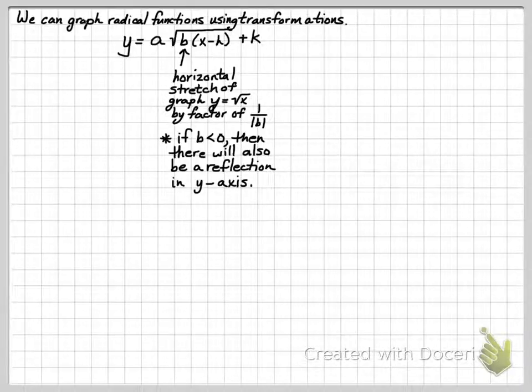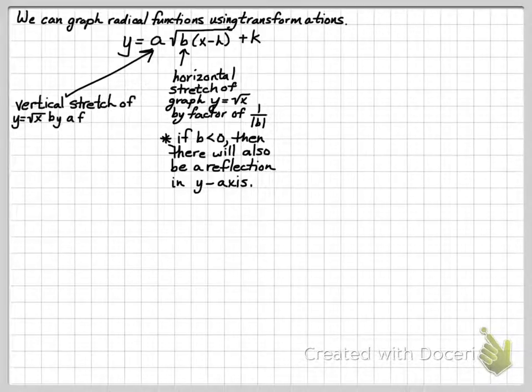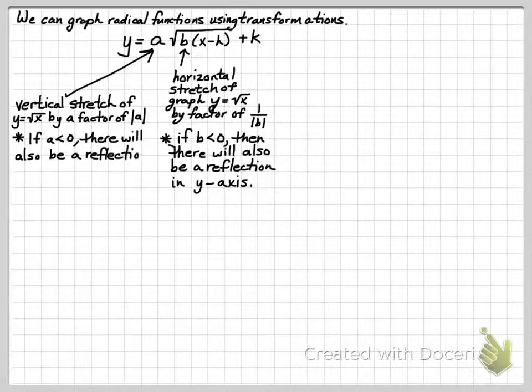Now our second value here is a. That's going to be a vertical stretch of y equals root x by a factor of the absolute value of a. And again, if a was negative, there would also be a reflection in the x-axis.